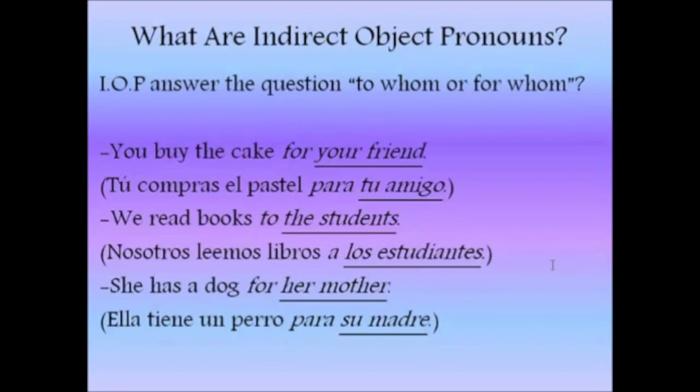And then the third one, she has a dog for her mother. She has a what? A dog. So the dog's the direct object. And it's for whom? It's for her mother. So her mother is the indirect object. Very good. Ella tiene un perro para su madre.